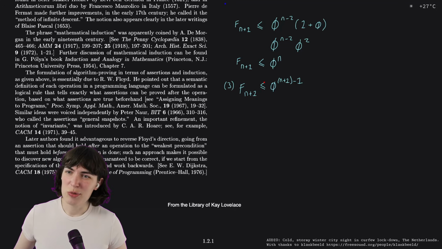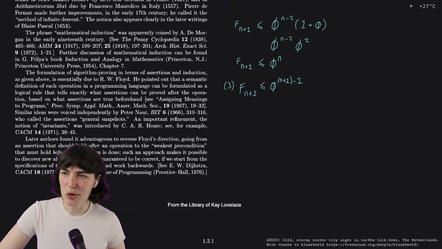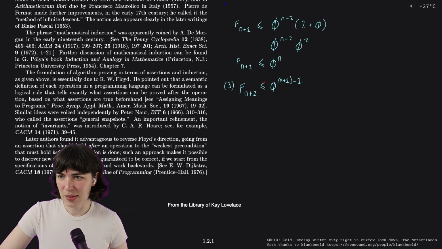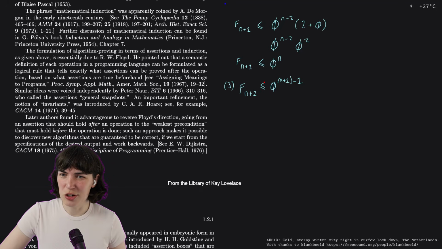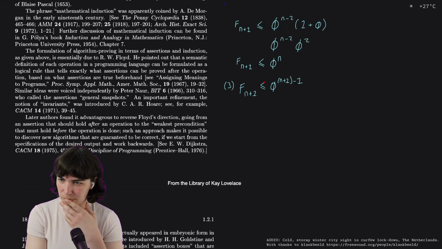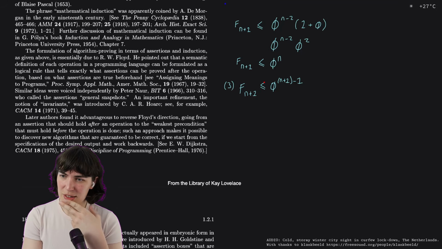The phrase mathematical induction was apparently coined by A. D. Morgan in the early 19th century. With a source, further discussion of mathematical induction can be found in Bollier's book Induction and Analogy in Mathematics. The formulation of our algorithm proving in terms of assertions and induction is given above is essentially due to R. W. Floyd. He pointed out that a semantic definition of each operation in a programming language can be formulated as a logical rule that tells exactly what assertions can be proved after the operation based on what assertions are true beforehand. See such and such and such.